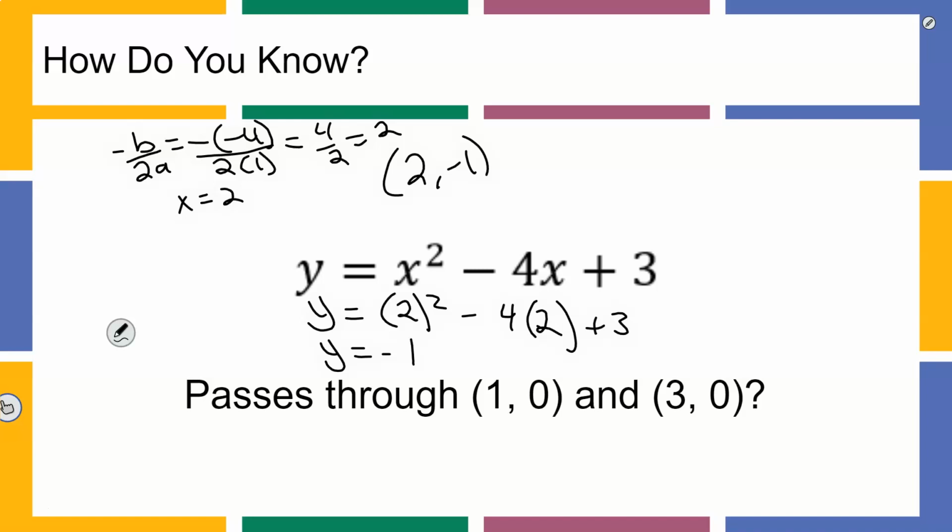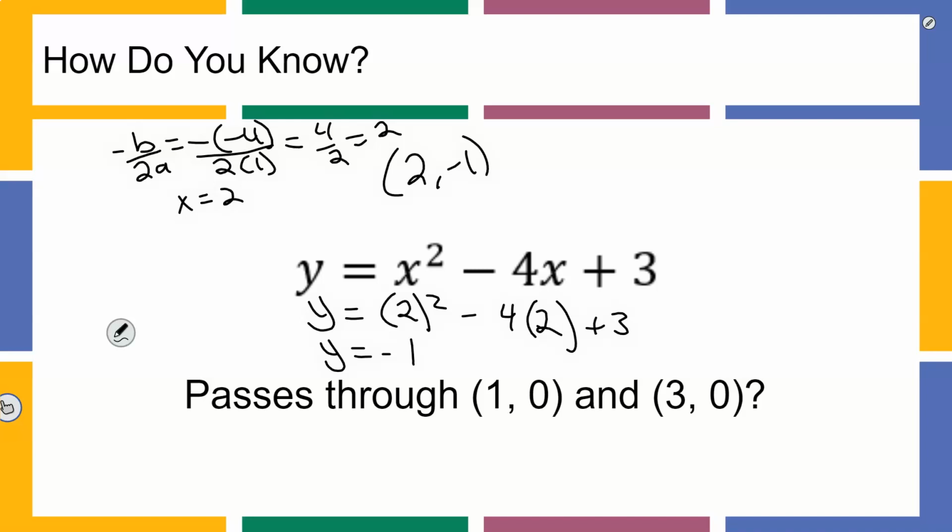First, did anyone else do the vertex method or axis of symmetry, finding the vertex algebraically? How does this help us know that this passes through these 2 points? Say that again. Okay. The 2 is in between 1 and 3. Yeah, so it should pass through those because of that. Anyone else have that same thought? Anyone have a different method?